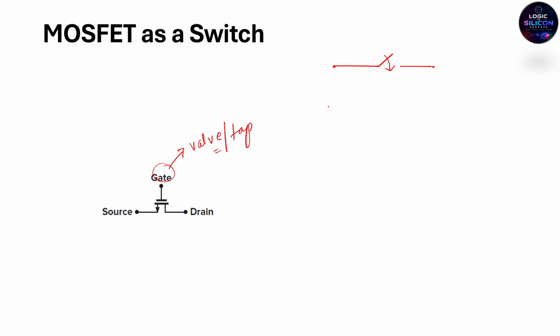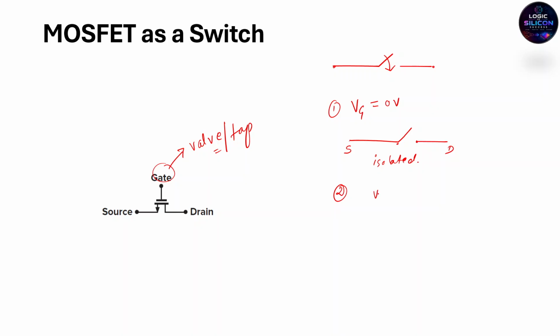What it means is, when my gate is connected to zero voltage, no biasing is there. That means my switch is open. It's just an open circuit. So that means my source and drain are disconnected, so basically they are isolated.